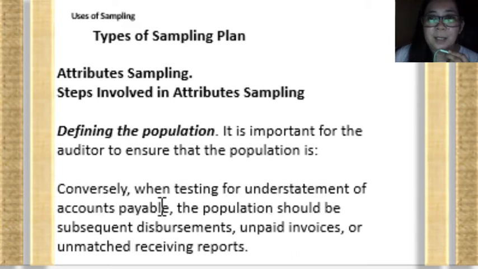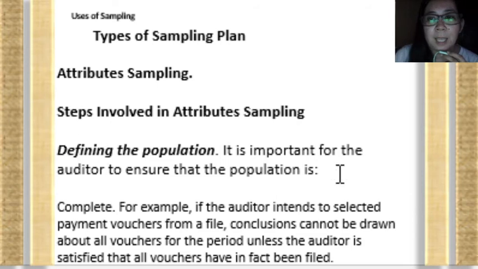Conversely, when testing for understatement of accounts payable, the population should be subsequent disbursements, unpaid invoices, or unmatched receiving reports. Because in this case, the entity might not have included such transactions in their records. So this will result in the understatement of the payables.